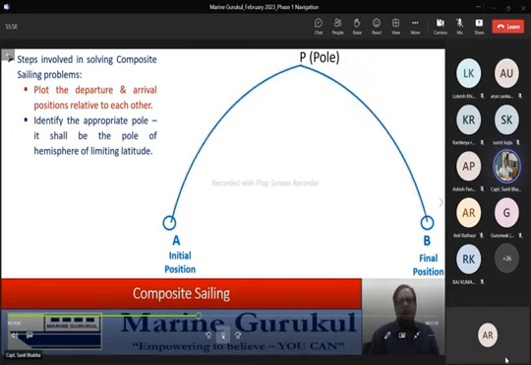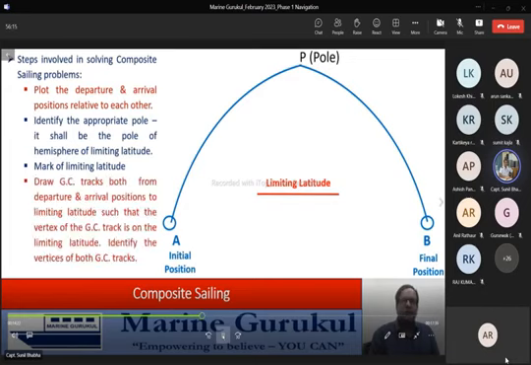Then we draw the meridians of A and B. Now, if it was a GC problem, we would have drawn the GC track from A to B, but in this case, we will mark off the limiting latitude. And the red one in the diagram is now the limiting latitude. Next we draw a GC track passing through A with its vertex in the limiting latitude, the way the green track has been drawn. And here is the vertex of this track, V1. Likewise, we draw a track between B and the limiting latitude with the vertex in the limiting latitude, and V2 is the vertex of that track.